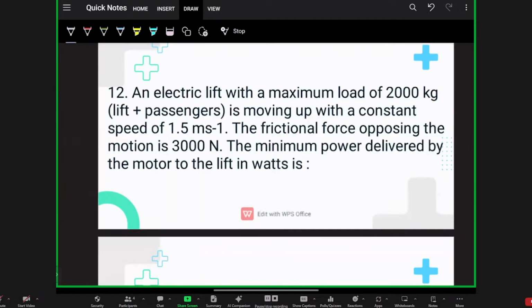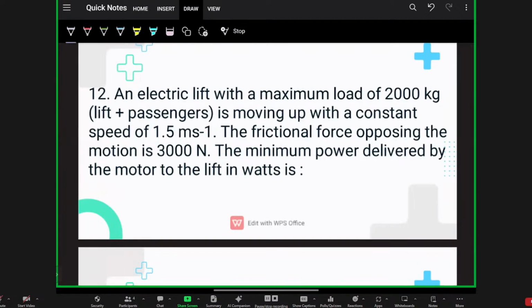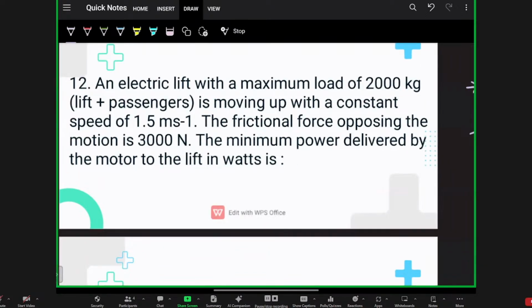So, let me solve this question. We have an electric lift with a maximum load of 2000 kg, moving up with a constant speed of 1.5 meter per second. The frictional force opposing the motion is 3000 Newton. Find the minimum power delivered by the motor to the lift in watt.